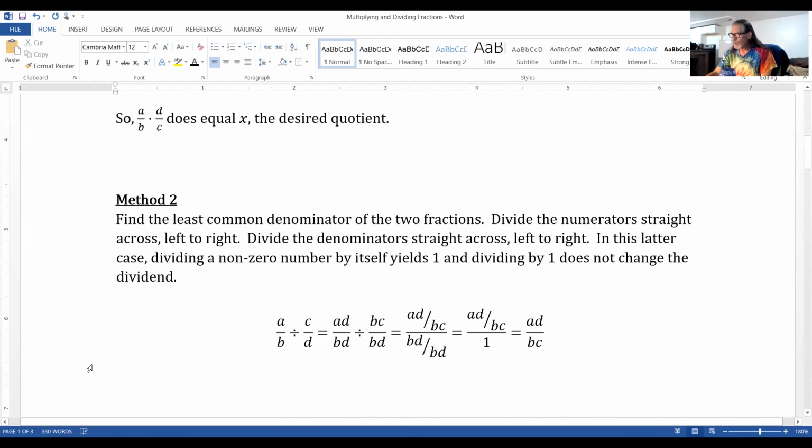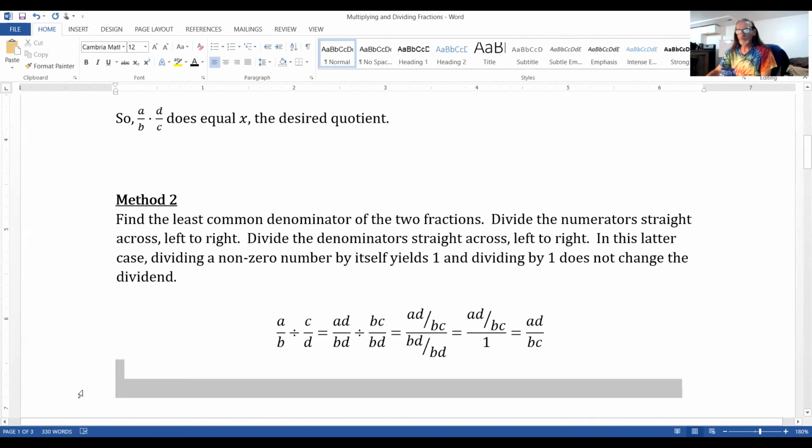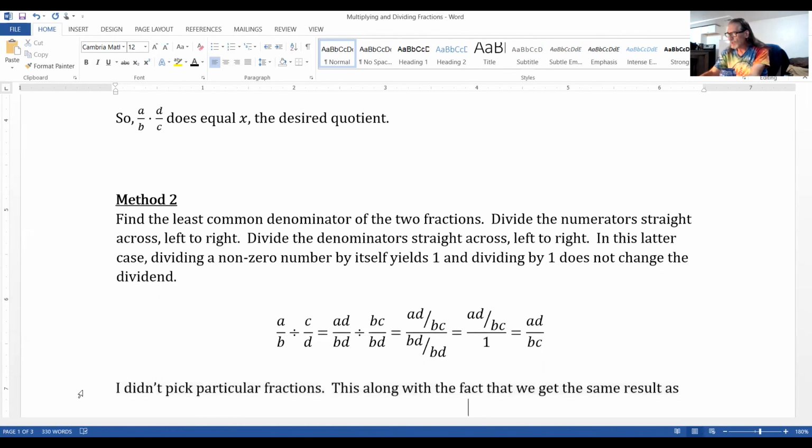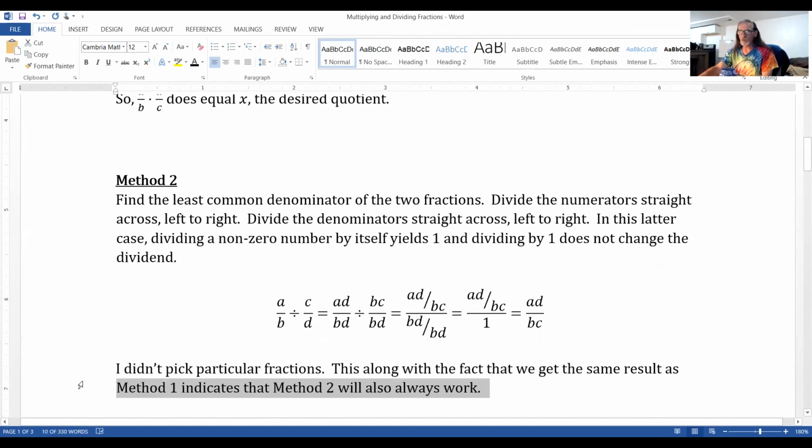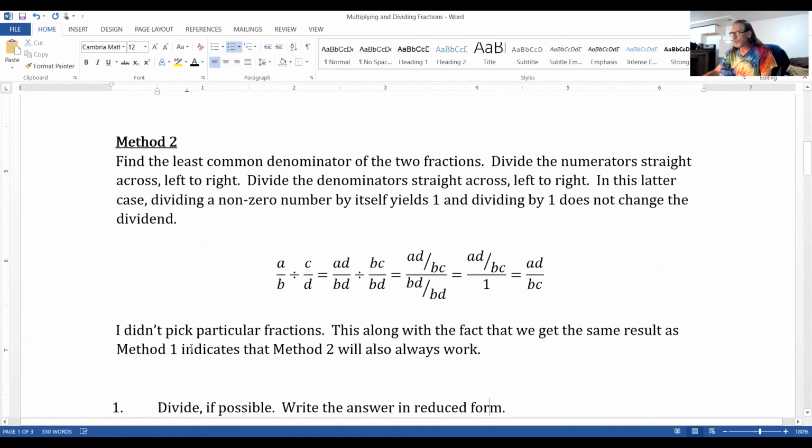So that's not a commonly used method. We don't usually think of needing a common denominator or the least common denominator for dividing of fractions, but because we're getting the same answer, and along with the fact that I didn't choose any particular fractions, I was writing a general proof there. That means that the second method will always work.